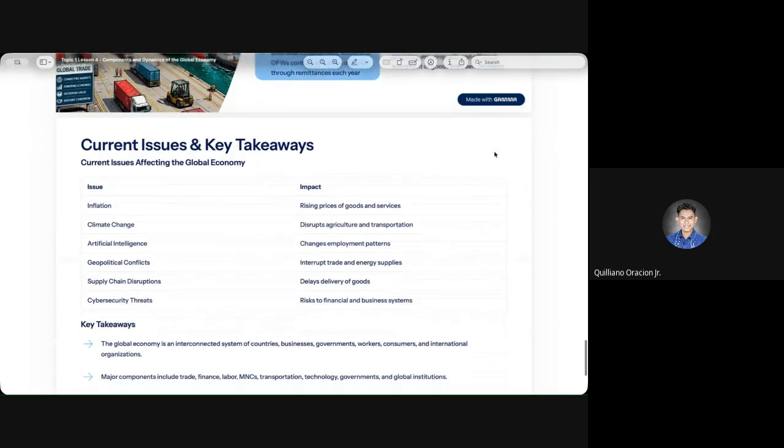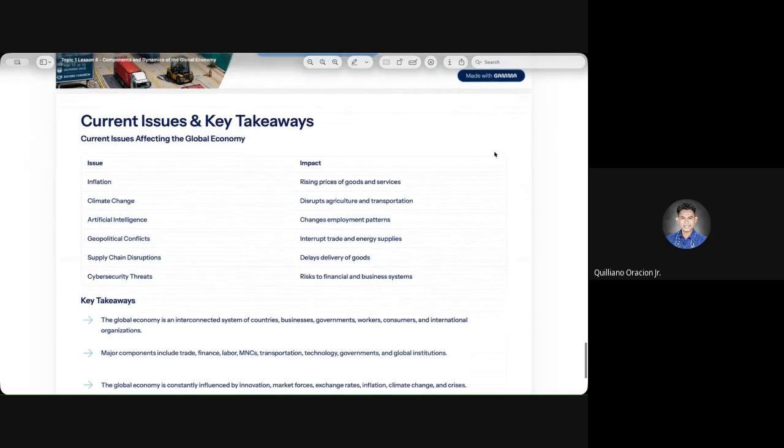Now, let's summarize everything. What are the major components of the global economy? We have international trade, international finance, global labor market, multinational corporations, transportation, ICT, consumers, governments, and international organizations. Now, is the global economy only about money? The answer is no. It's all about people, technology, ideas, transportation, communication, culture, cooperation, and everything is connected.